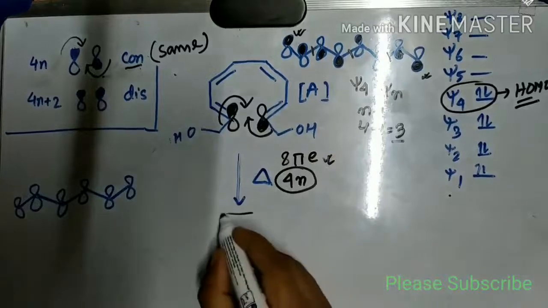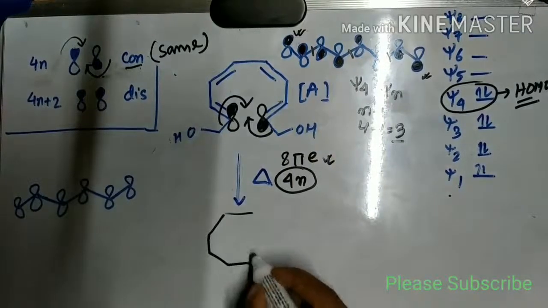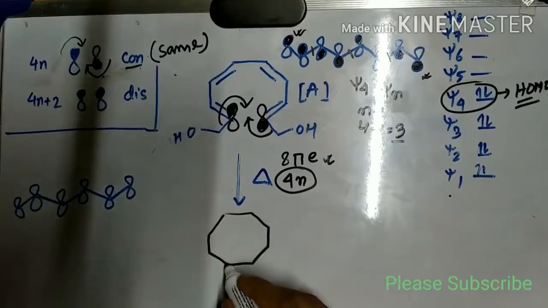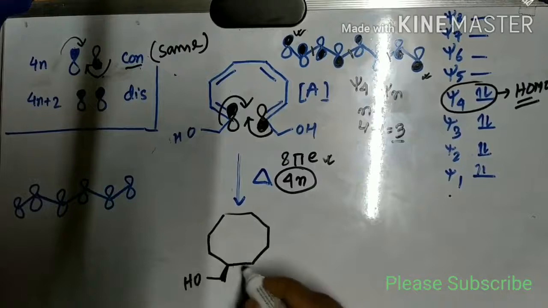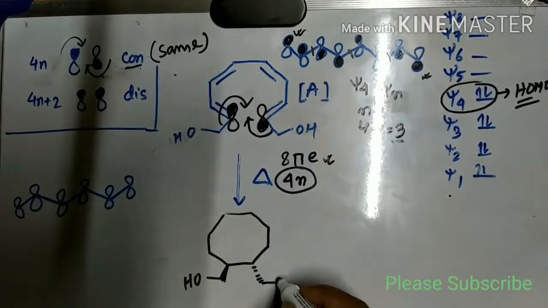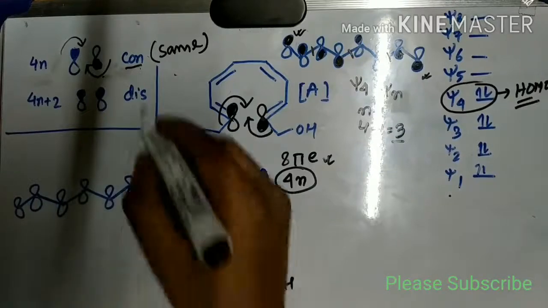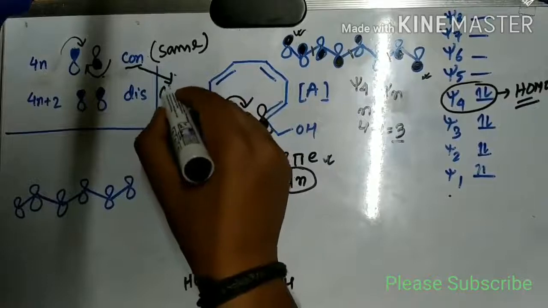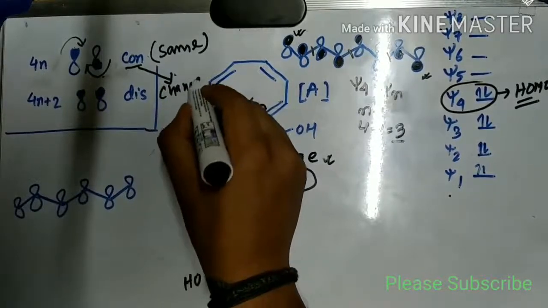So guys, if you write the structure, it is not the final one, that is also again an intermediate. In this case, what will happen? This CH2OH will go above, and this CH2OH will go below. So guys, there will be a change of stereochemistry in both centers. You have to remember it like this: Con starts with C for change. Change means both stereochemistries will be changed.